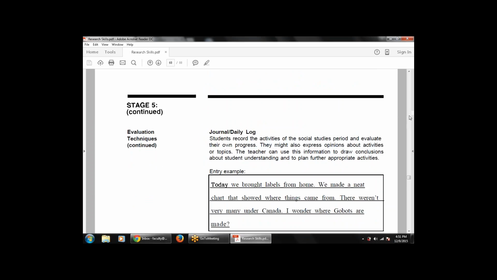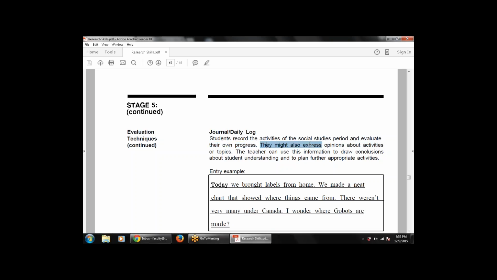Now, the next technique that is used is the journal or daily log. So that is maintaining the daily log, maintaining the journals in a proper manner. Students record the activity of the social studies period and evaluate their own progress. Whatever period they are going to or teaching, students record the activities of the social studies period and evaluate their own progress. That means this is a self-evaluation.